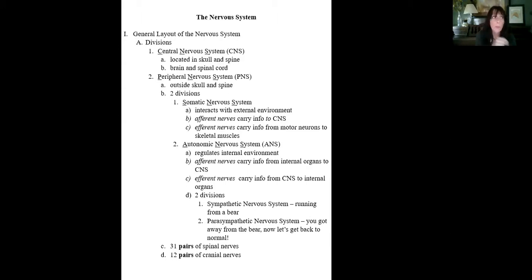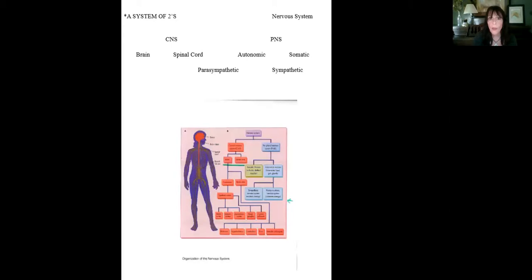And even though I won't be talking a lot about cranial nerves, it's really important to understand that there are these pairs of cranial nerves, because when we talk about different structures in the CNS, we will say something about where nerves are found in these areas. So if you look at it this way, we have a system of twos. Our nervous system is a system of twos. I should have rearranged it a bit, but here we go.